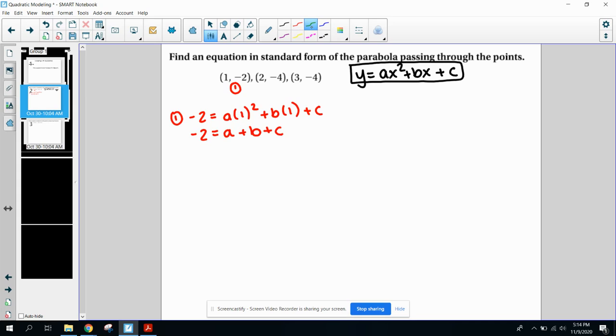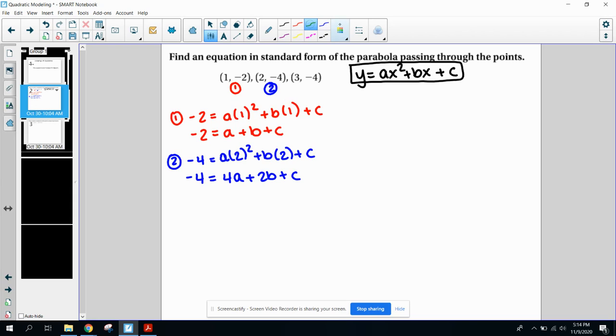We're going to do the same thing with the second point here. So here's the second point of (2, -4). So our second equation, again, we're just going to plug in 2 for x and -4 for y. So we have -4 is equal to a times 2 squared plus b times 2 plus c. And again, let's clean that up a little bit. So 2 squared is going to give me 4, so I have 4a. b times 2 is going to give me 2b. And then c is going to just be c.